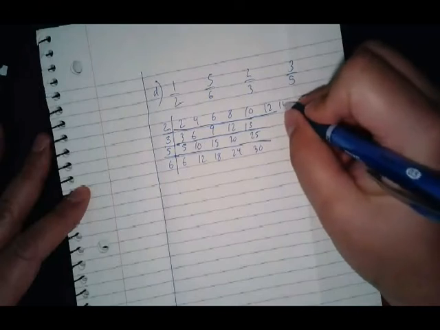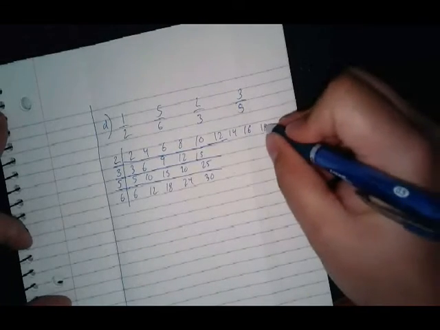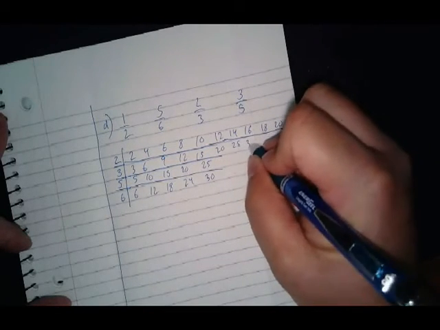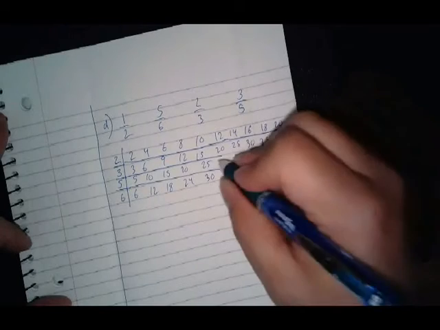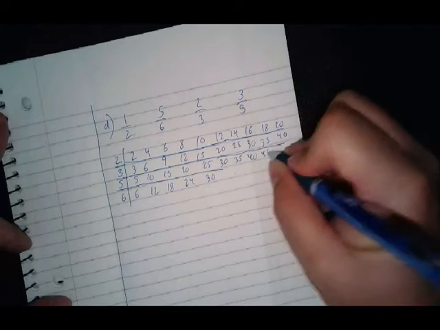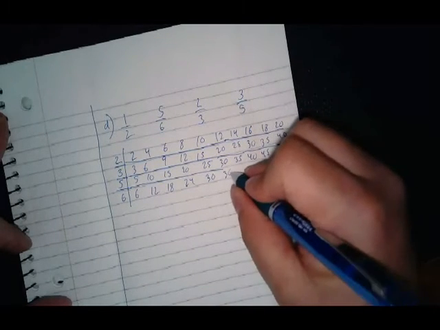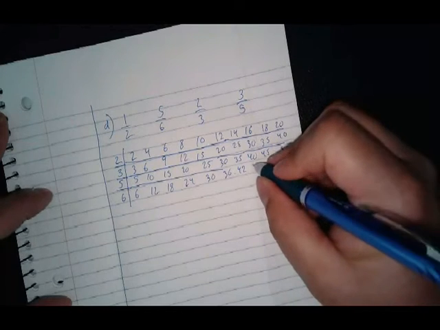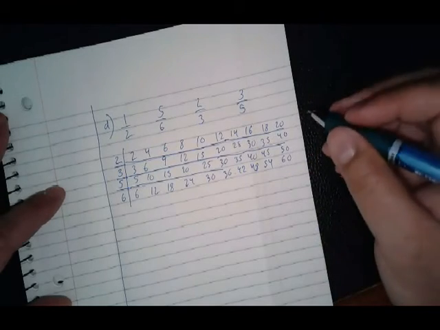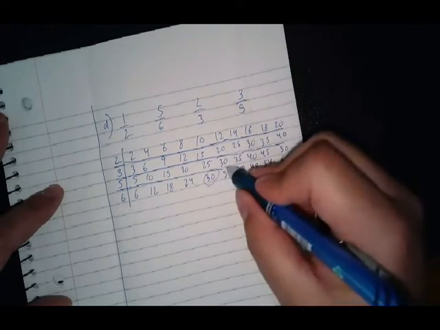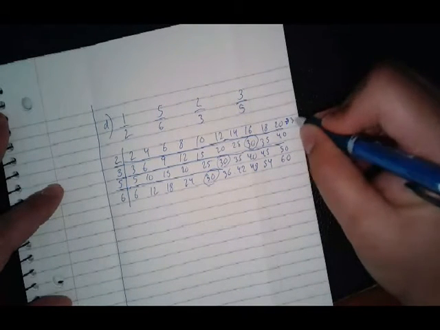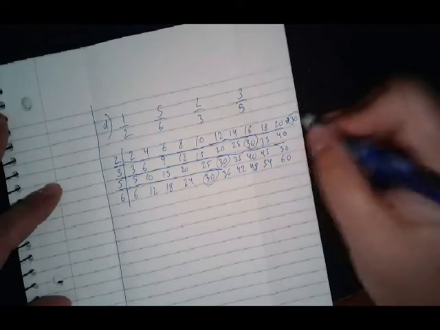10, 12, 14, 16, 18, 20. 20, 25, 30, 35, 40. 30, 35, 40, 45, 50. 36, 42. 42 plus 6 is 48, 54, and then finally 60. That took a while, but let's see what we have. We have 30, 30, 30. There's not a 30 here yet, but I know 30 will be a multiple because it's an even number, and 2 will get there. So it's 30.